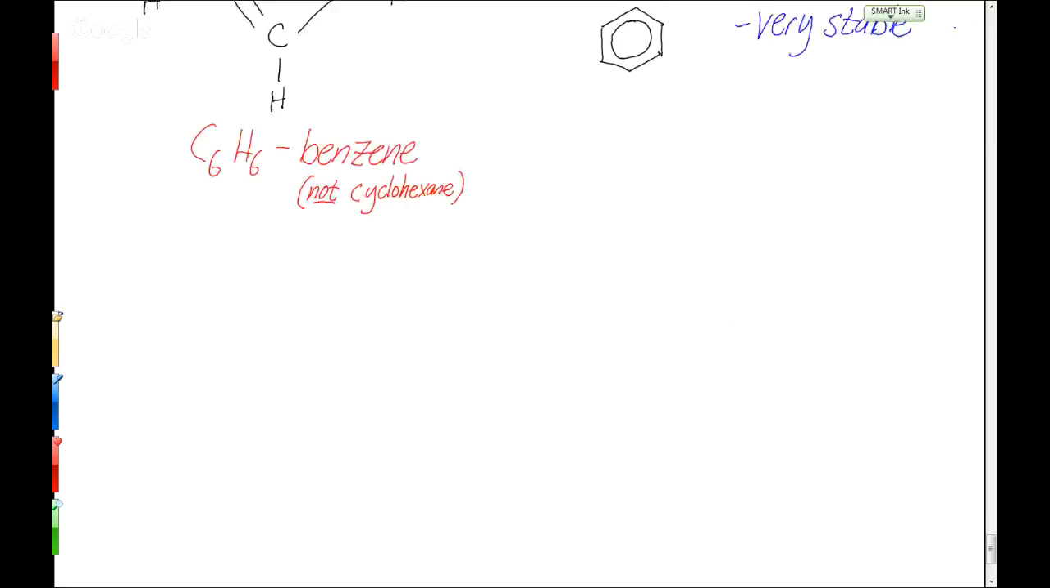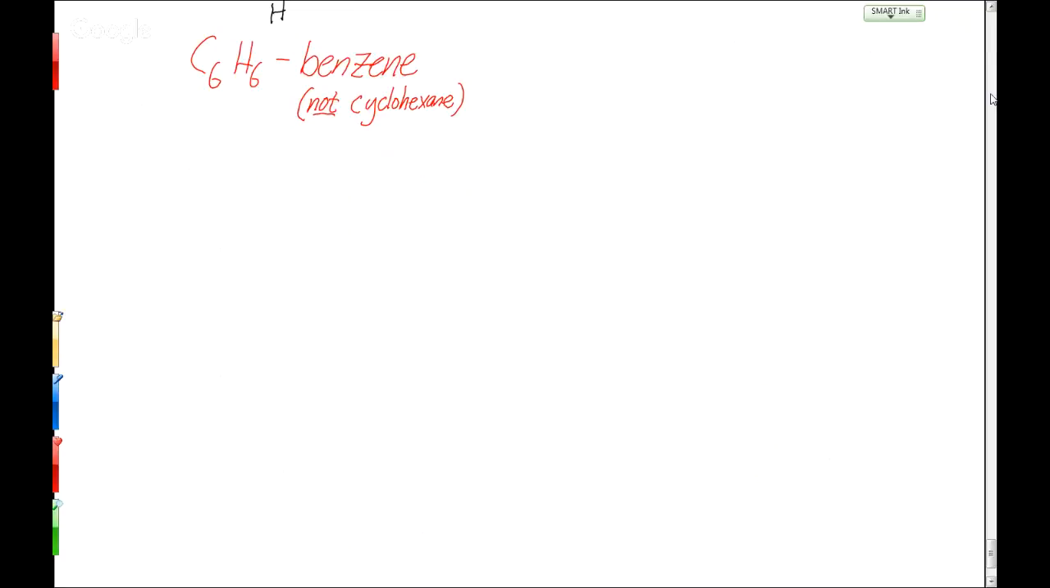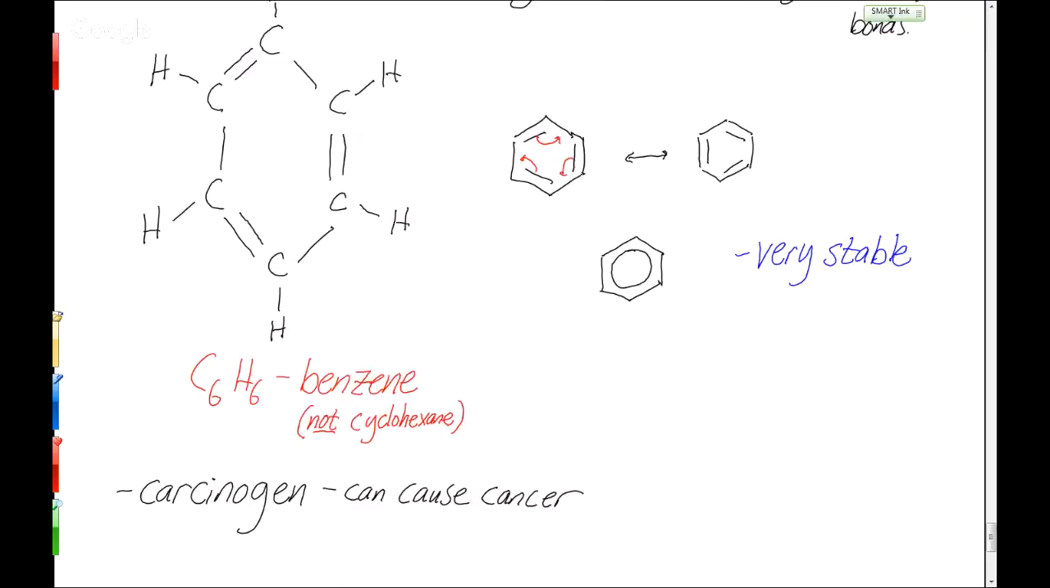The other thing it does is it is a carcinogen. You know what that means? Yeah, it can cause cancer. Well, the structure isn't everything, but only the isolated molecule is a carcinogen. So when there's other stuff attached to it, it's no longer carcinogenic because then our body can break it down appropriately.